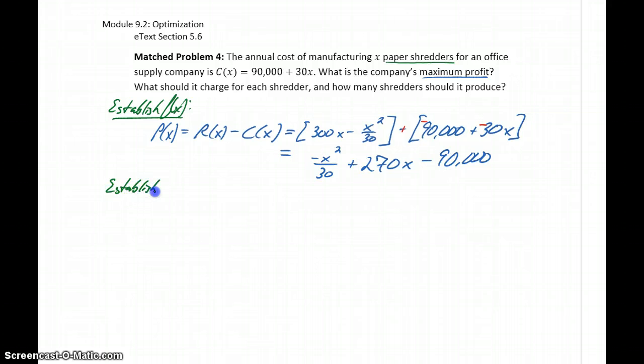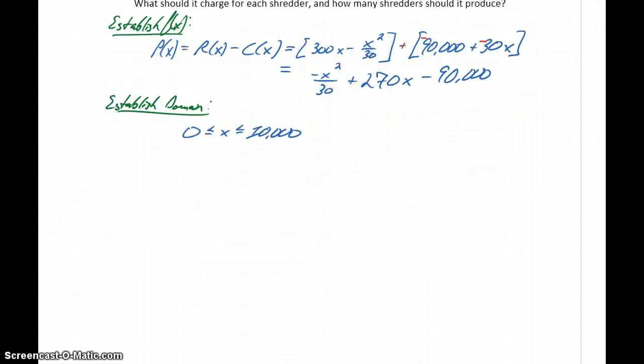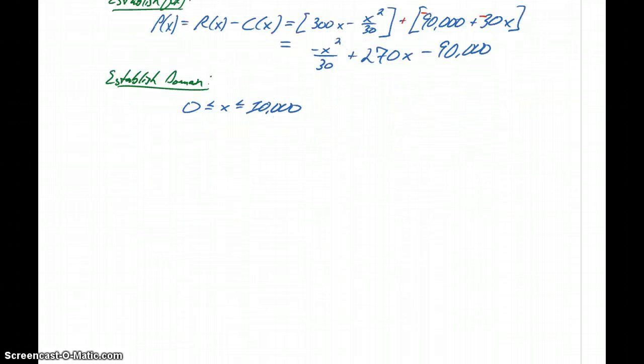We need to make sure that we establish the domain for our function. In this case, we're still dealing with 0 less than x less than 10,000. So we're still just carrying over that same domain from our last problem, since we're still considering the same company and assuming they still have that same price-demand equation.